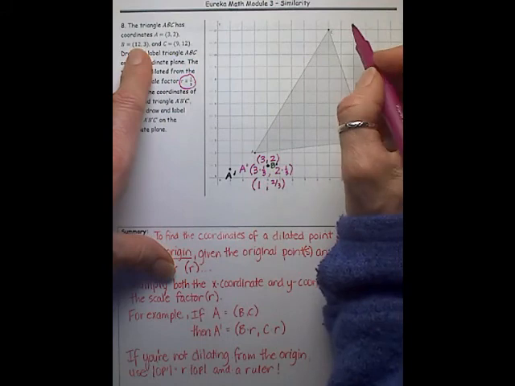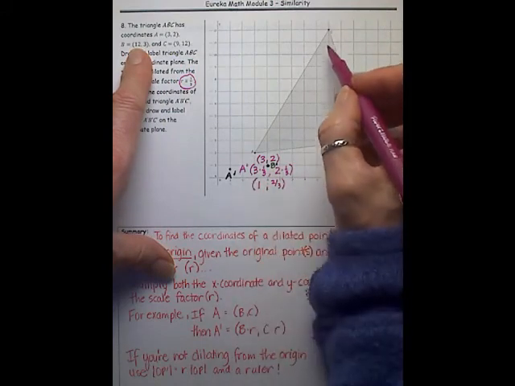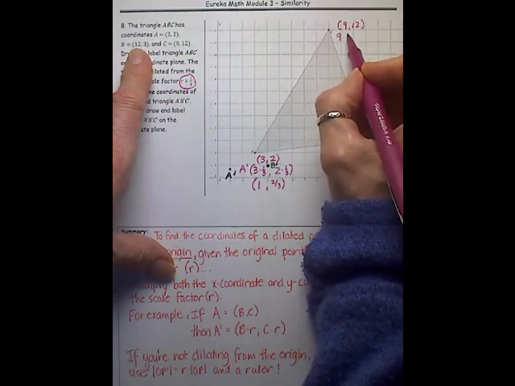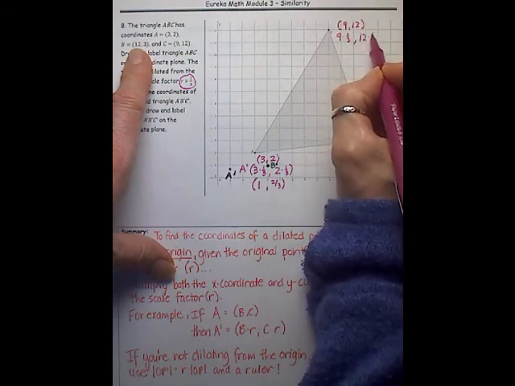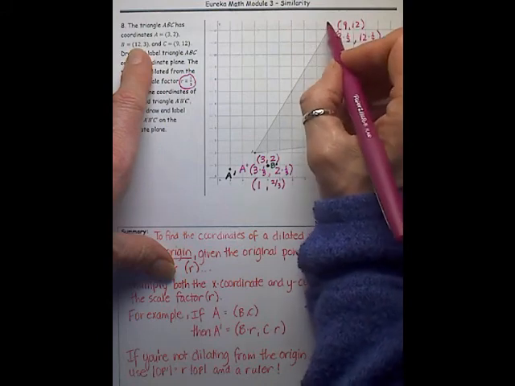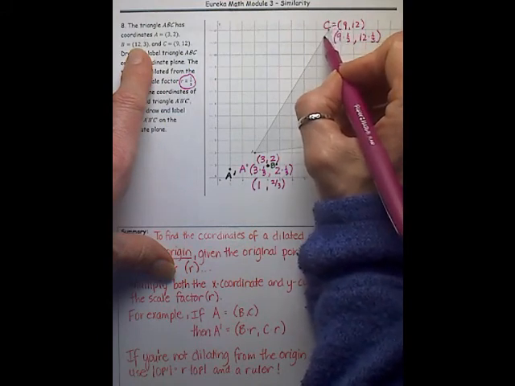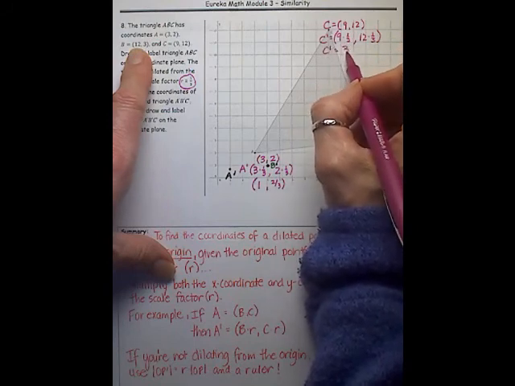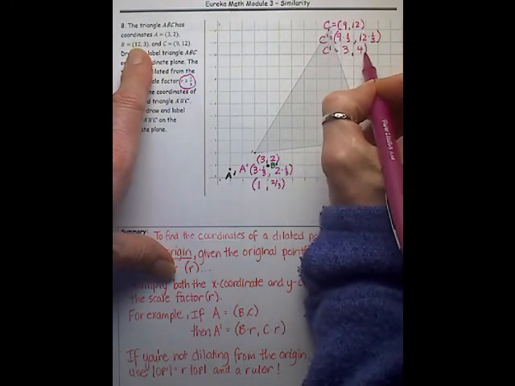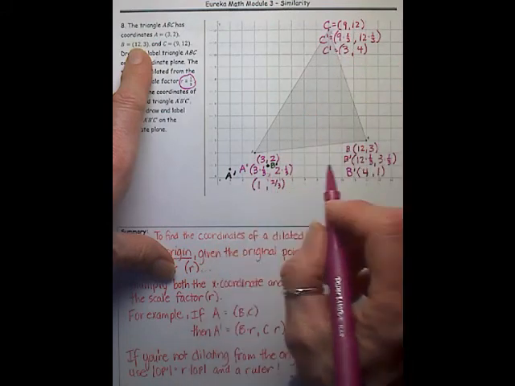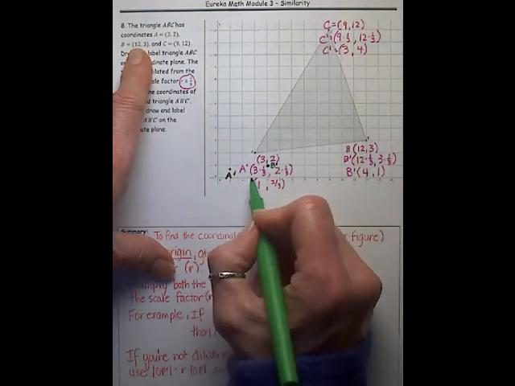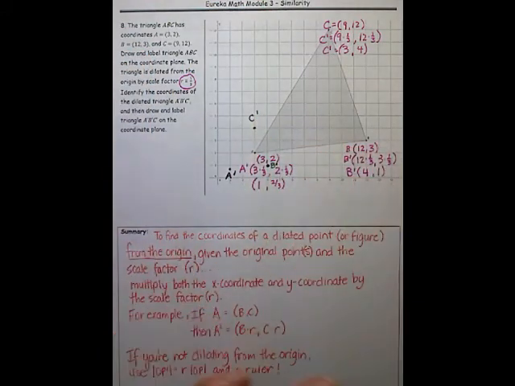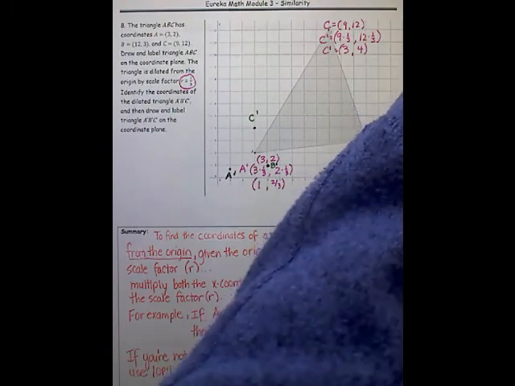Next, C. The coordinates for C are 9, 12. Multiply both of those by 1/3, and that will give you C prime coordinates. So 9 times 1/3 is 3, 12 times 1/3 is 4, and our coordinates are 3, 4. Over 3, up 4 to get C prime. Then go ahead and connect your segments to make your triangle.